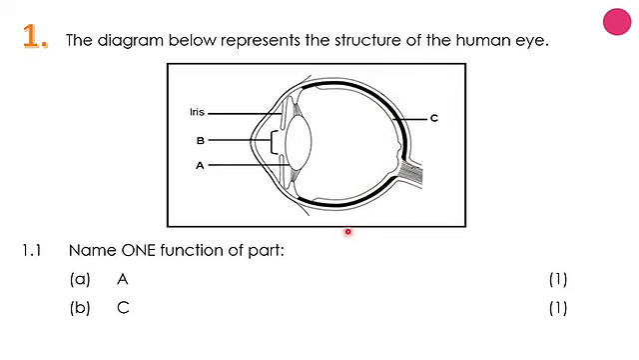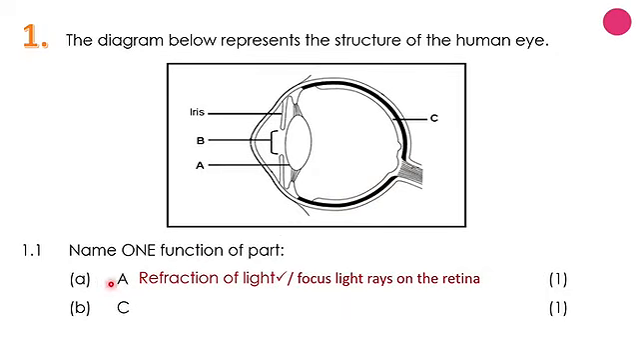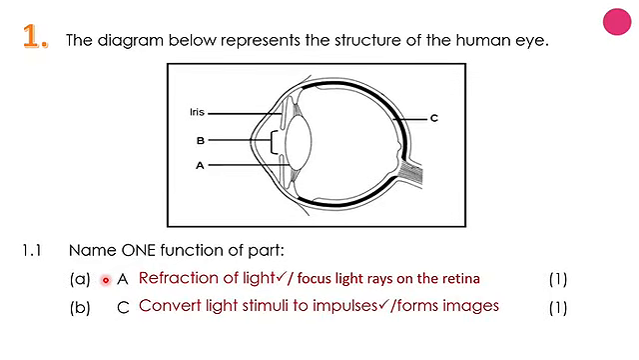All right, so we need to give the function. First of all, the function of A. Remember now, A is our lens. So the function of the lens is refraction of light, or it focuses light rays on the retina. C, which is the retina, converts light stimuli into impulses. So very important, that's where the rods and the cones are. So it's the conversion of light stimulus to an impulse.